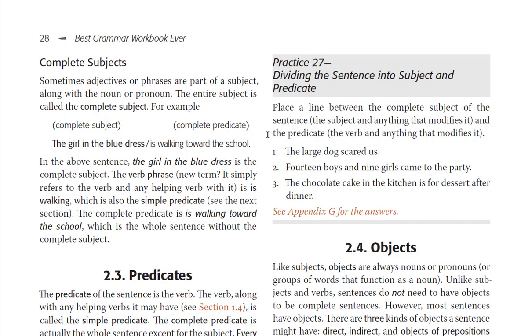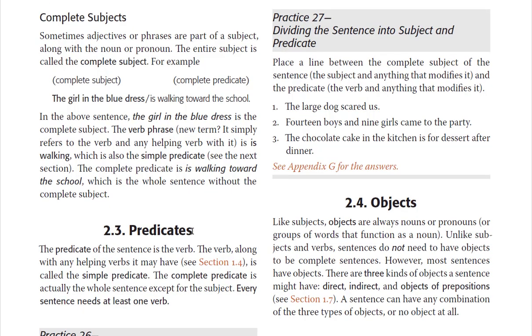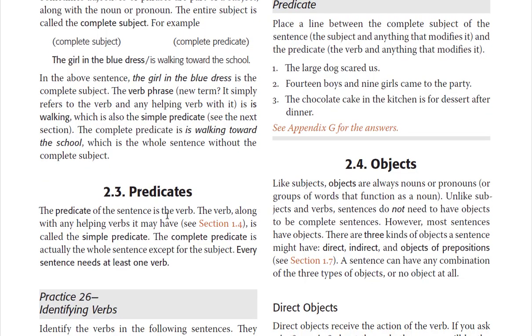So here you have a simple sentence. You have the complete subject, the girl in the blue dress, and then you've got the complete predicate, is walking toward the school. So basically, this is a simple sentence because this whole thing is a subject and this whole thing is a predicate. The predicate of the sentence is the verb. So anything after the verb is the predicate. Anything before the verb is a subject.